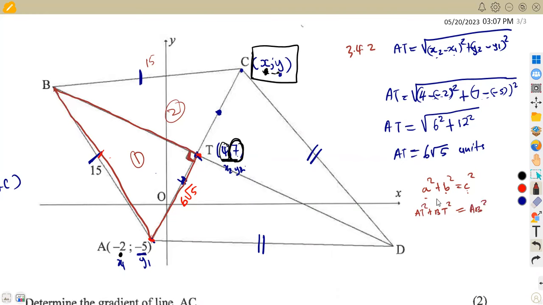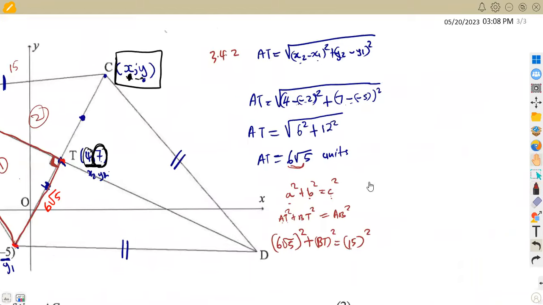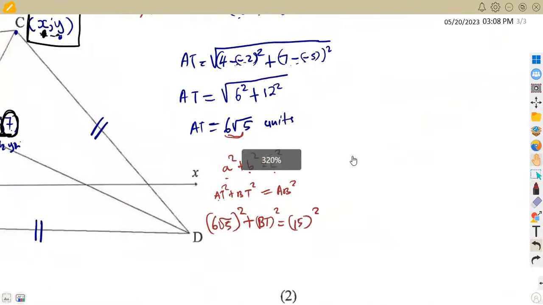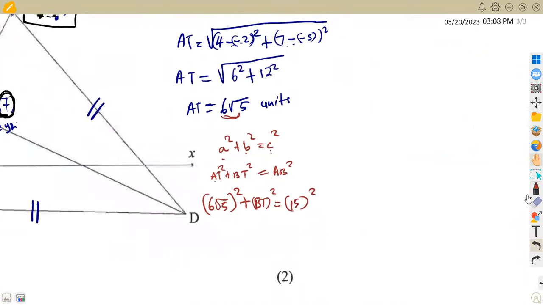So as we are to calculate this part of BT, we can substitute our values. We have got our AT here, which is 6 root 5. So this is 6 square root of 5 squared plus BT squared. BT here is the one that we are calculating, remember. So that's plus BT squared, which is equal to AB squared. AB is the hypotenuse, which is 15. So this is going to be 15 squared. Make sure that you use your calculator properly in this case. All right, so here we are going to obtain, if you simplify, 6 square root of 5 squared.